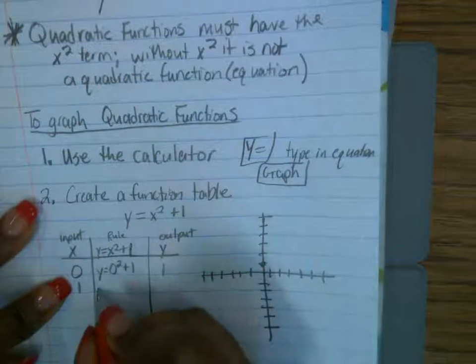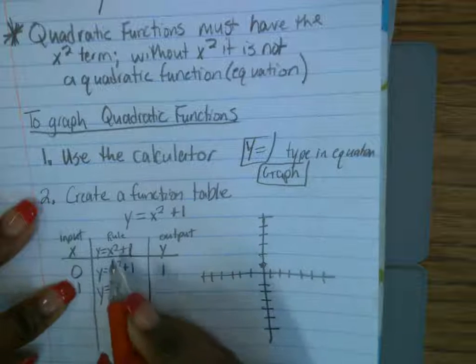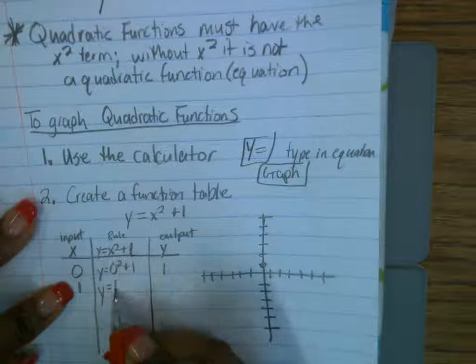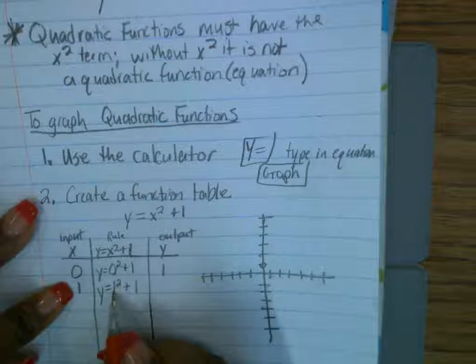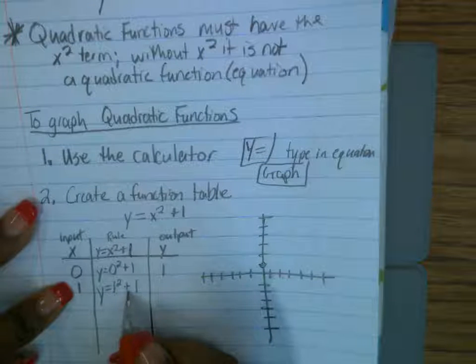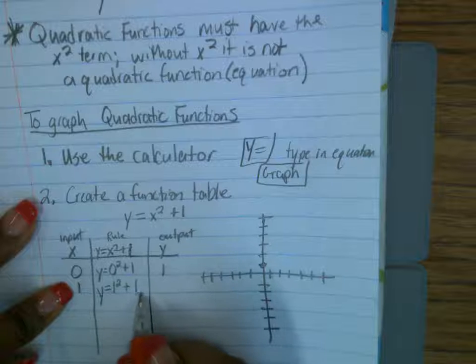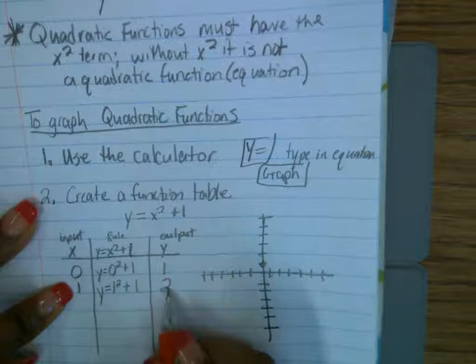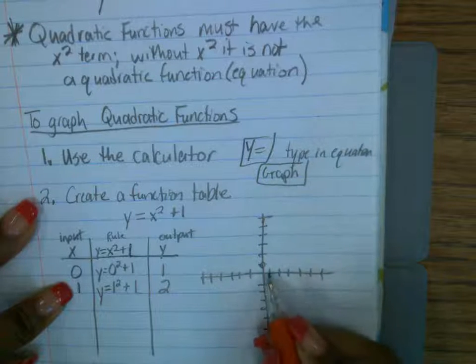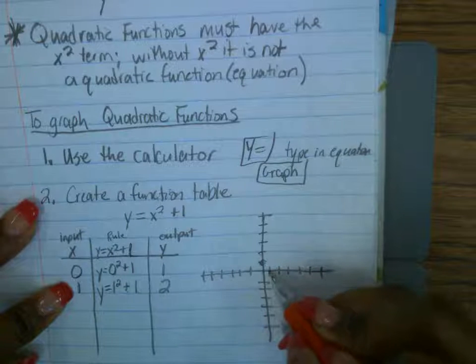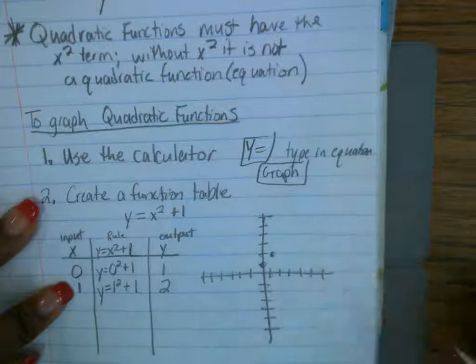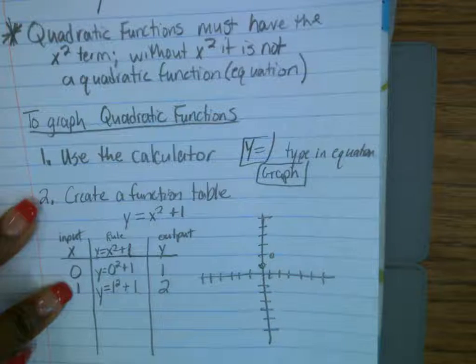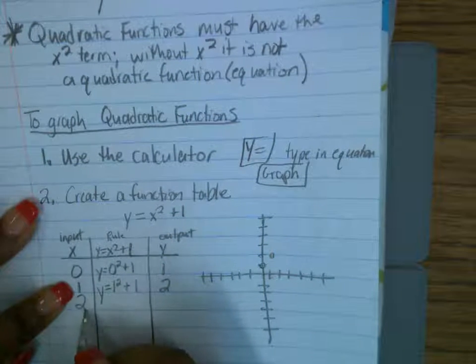So we got y is equal to, plug in 1 for x this time. So that's 1 squared plus 1. 1 squared, 1 times 1 is 1. Then we're going to add 1 using order of operations, and that gives us 2. So we're going to graph 1, and we're going to go up to 2. 1, 2. Okay? Now I'm going to do 2.